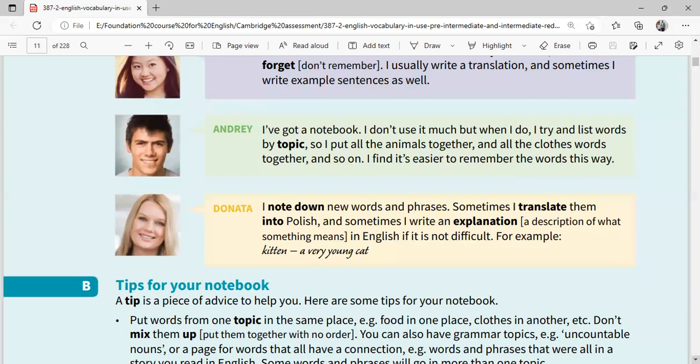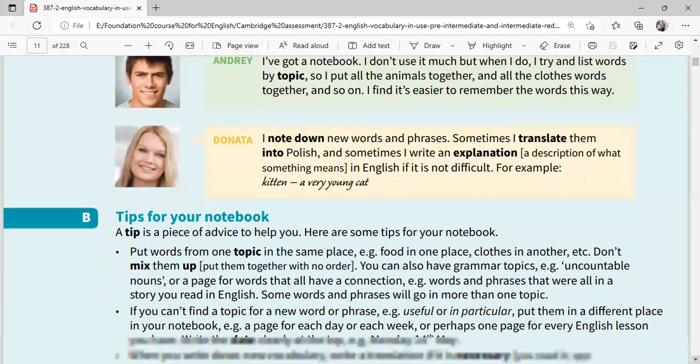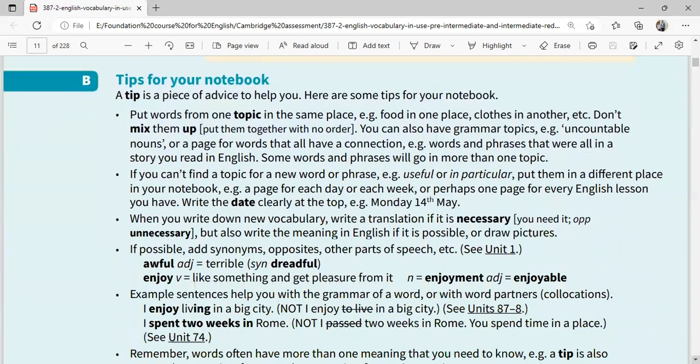Section B, tips for your notebook. A tip is a piece of advice to help you. Here are some tips for your notebook. Number 1: Put words from one topic in the same place. Example: put in one place, close in another, etc. Don't mix them up or put them together with no order.